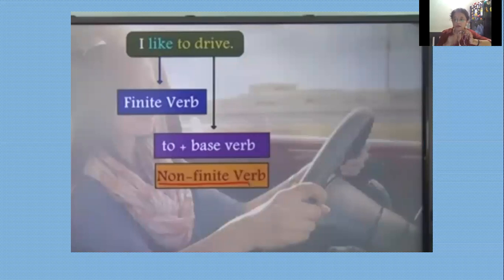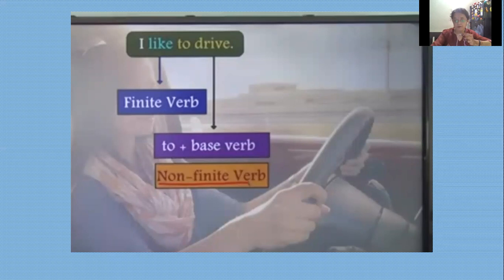So here, I like to drive. Here, like is a finite verb. To drive, that is to plus base form of the verb, that is non-finite, because it is not changing. It will remain the same. I like to play. I like to watch movies. I like to hang around. I like to play games.